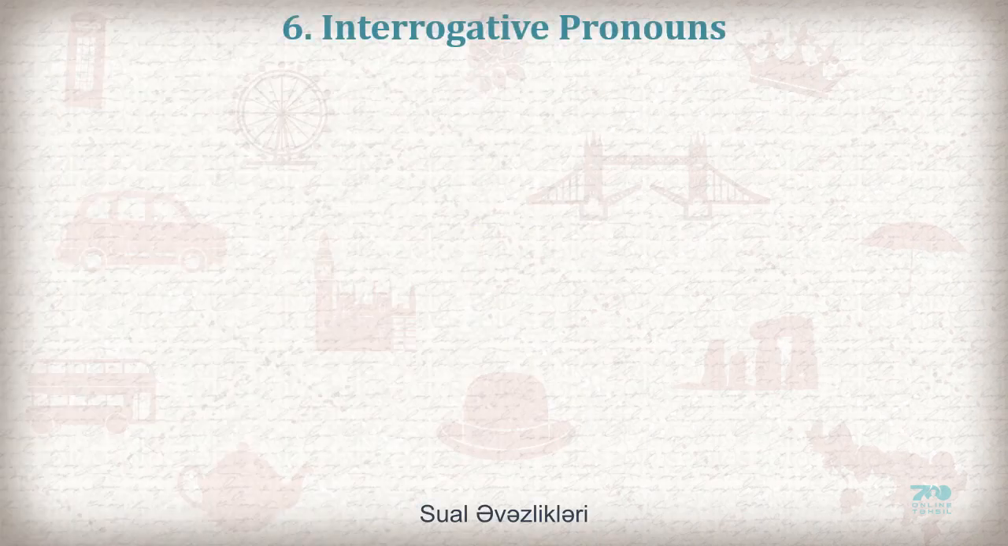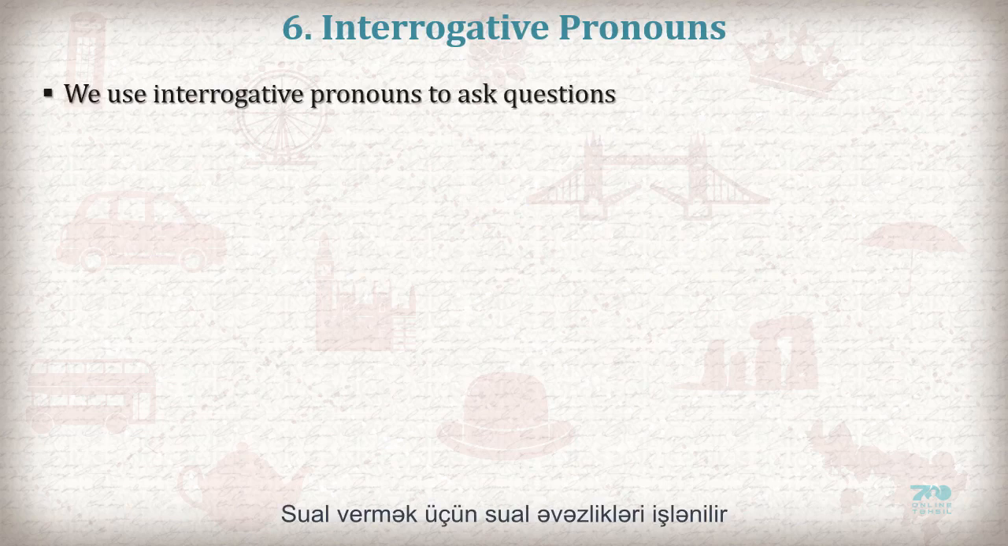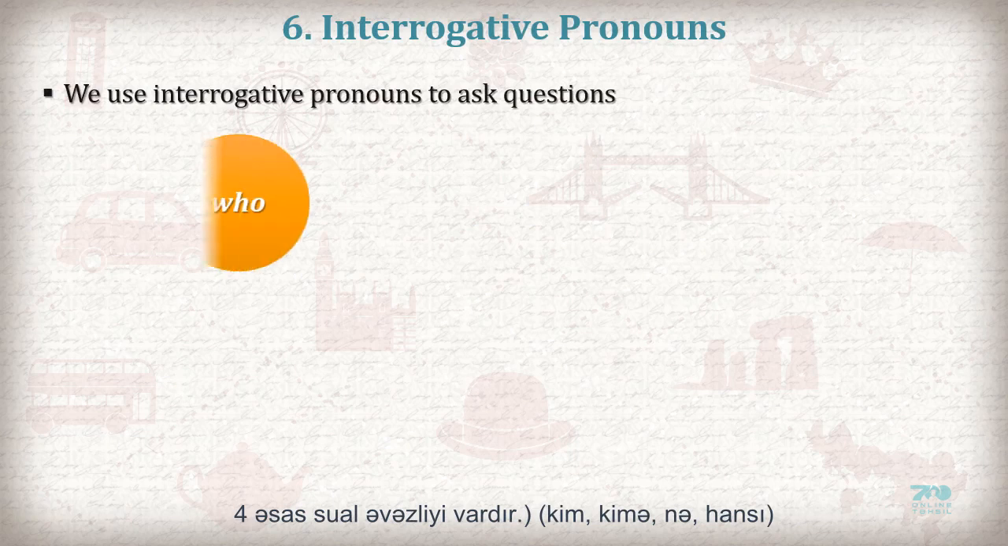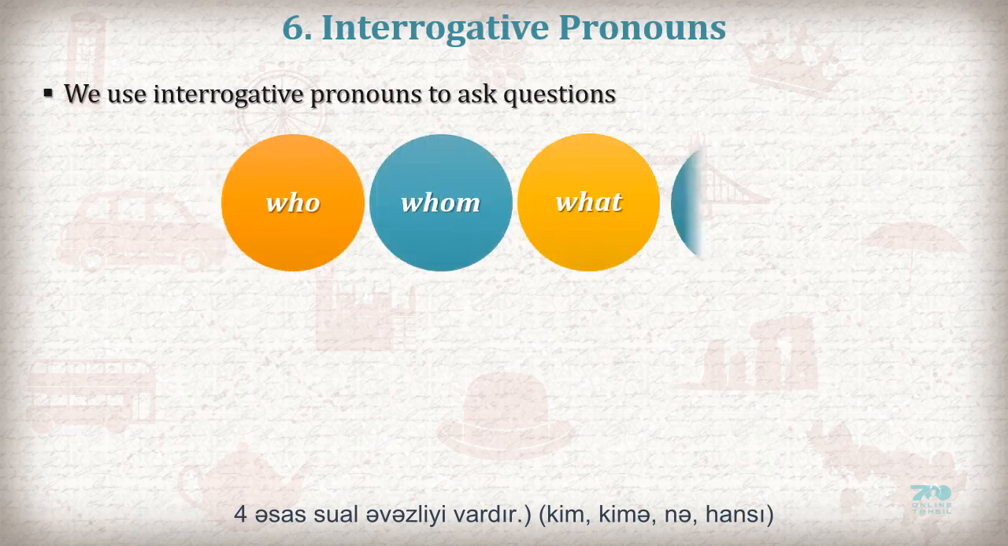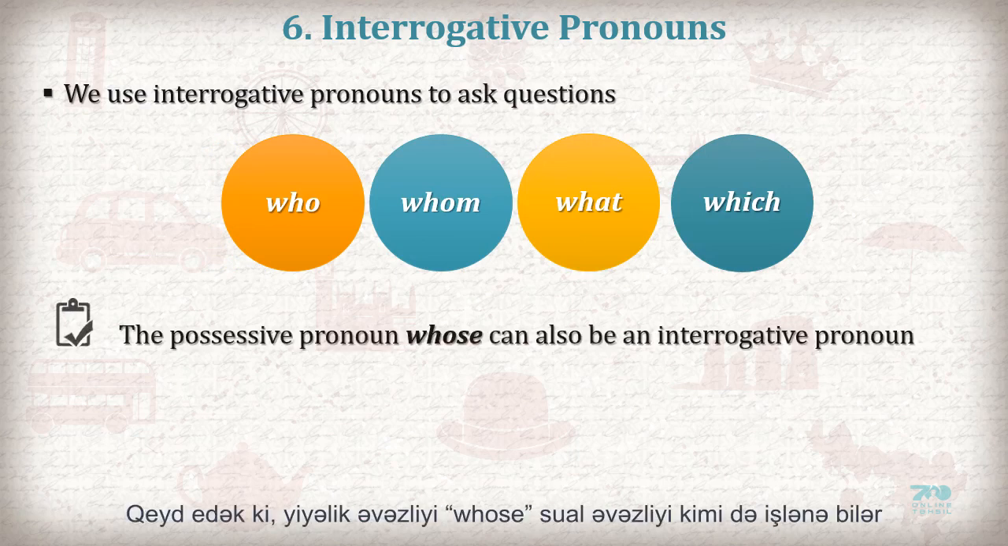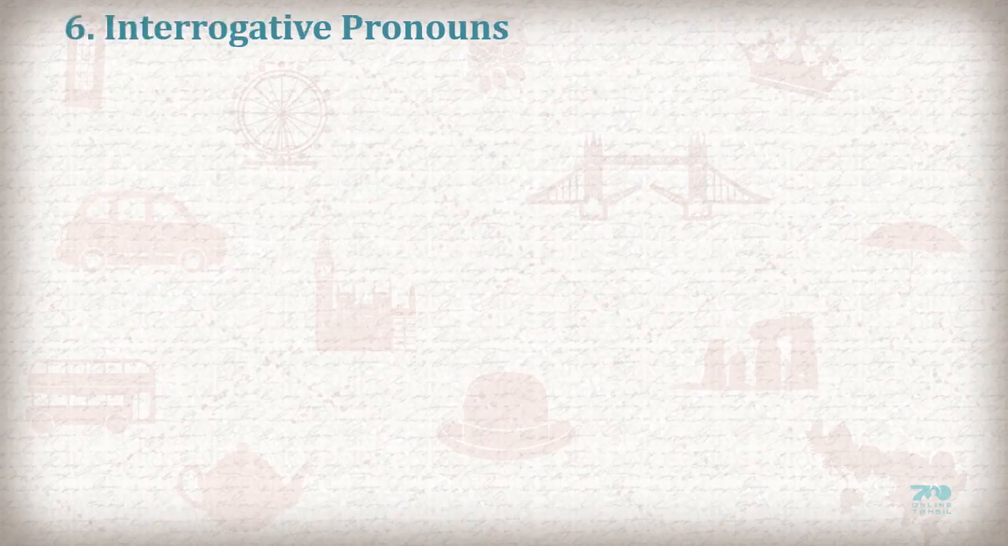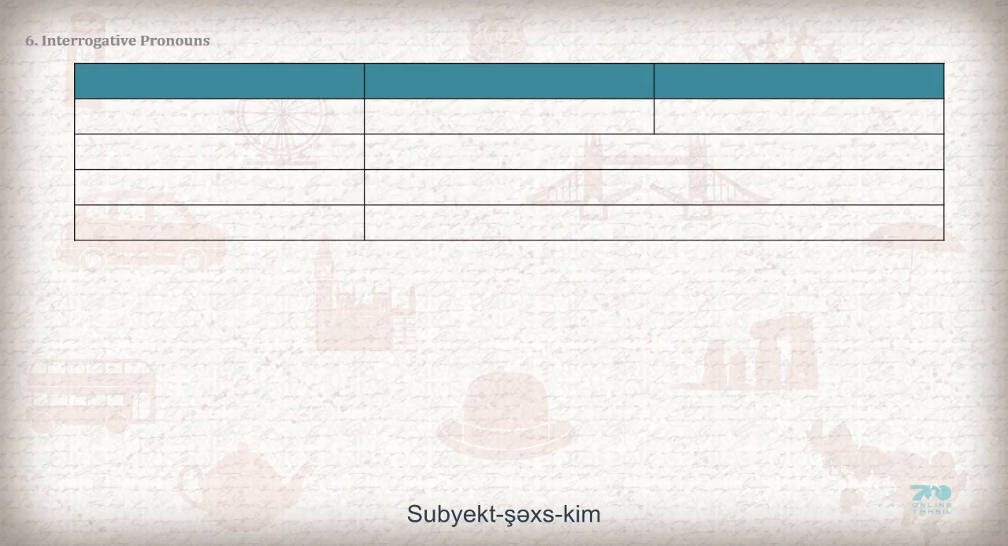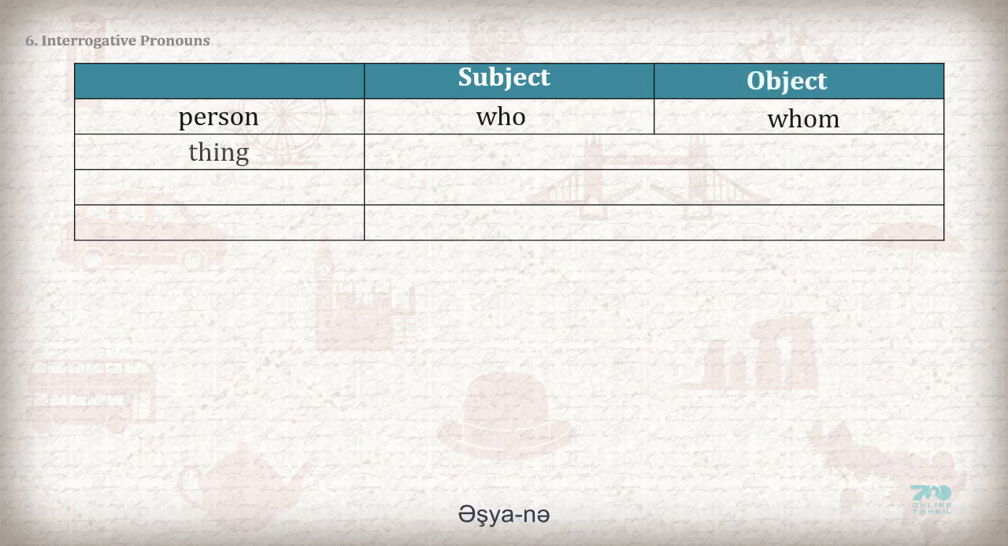6. Interrogative pronouns. We use interrogative pronouns to ask questions. There are 4 main interrogative pronouns: who, whom, what, which. Notice that the possessive pronoun whose can also be an interrogative pronoun. An interrogative possessive pronoun. Subject, person: who. Object: whom. Thing: what. Person, thing: which. Person: whose.